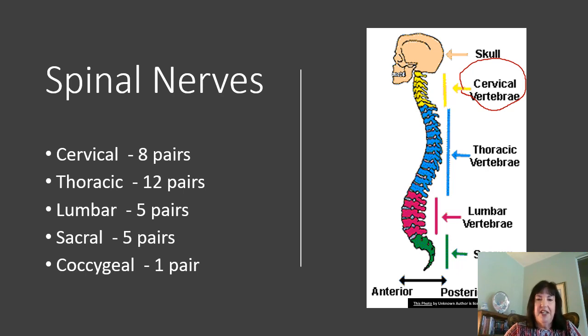The second area is the thoracic vertebrae, which has the most spinal nerves, and there are 12 that come from the thoracic area. The lumbar spine has 5 pairs of spinal nerves. Sacral has 5. And then we also have the coccyx, which has one pair of spinal nerves.